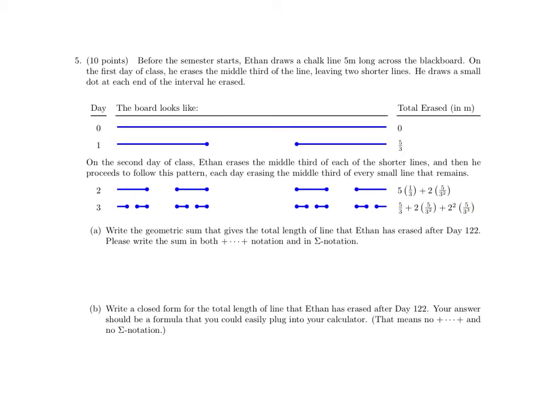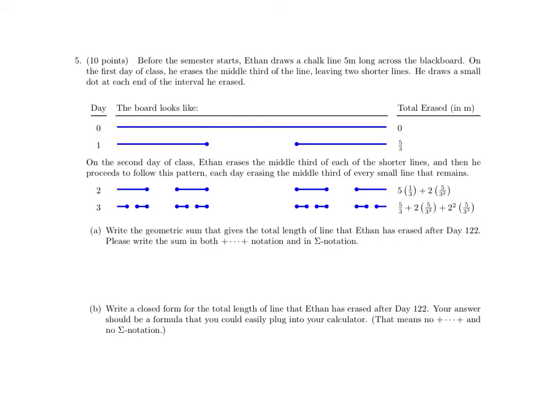So after day 1, we have 5/3. After day 2, this is how much he's erased. After day 3, this is how much he's erased. So it says, write the geometric sum that gives the total length of line that Ethan has erased after day 122.